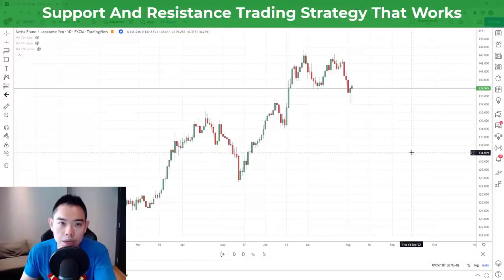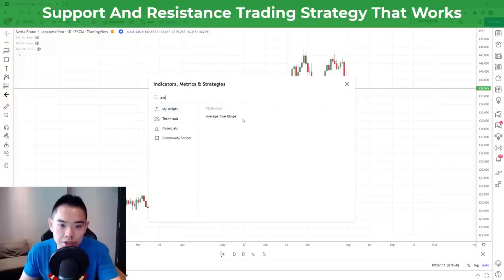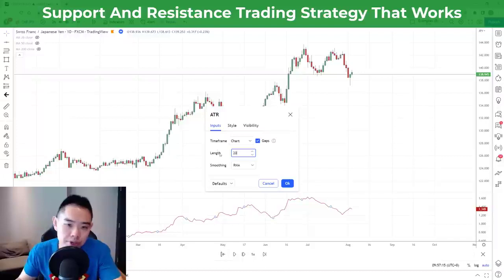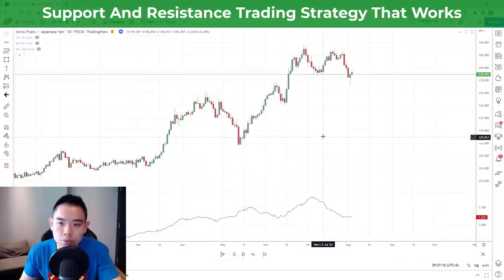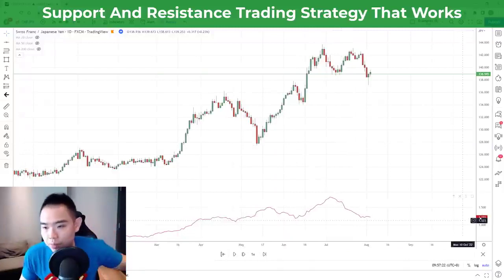One way to go about doing it is that we can actually use the ATR indicator to help us with this. So just search ATR, pull it out. I typically go with a 20 period ATR and SMA. Okay, so what we're going to see now is that the ATR value is 1.221.